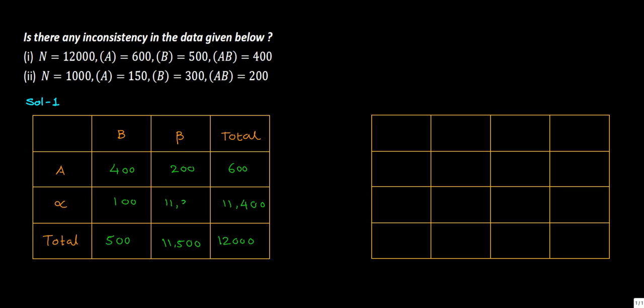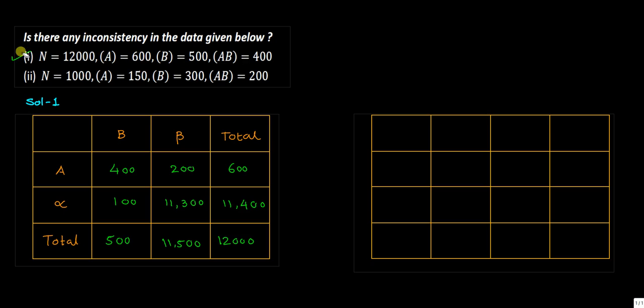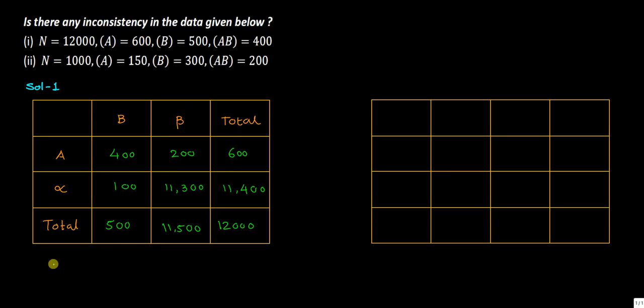11,300. If we put 11,300, we will get our table. See, none of the cell frequencies is negative. That means the first sum is consistent data. So here we have to write our answer: given data is consistent. If any cell frequency is negative, then the data is called inconsistent.